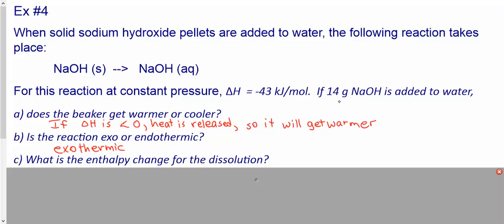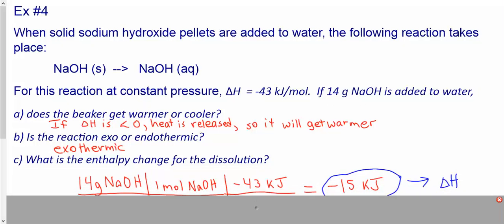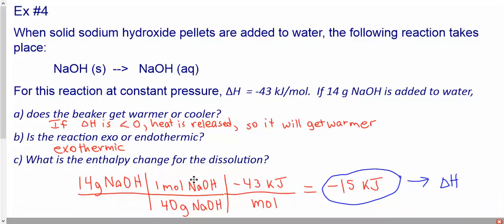The first thing we have to do is change 14 grams of sodium hydroxide to moles, so we'll know how much of a mole we dissolved. Then we can just multiply the moles by this 43 kilojoules. So here's what I've done. I've taken 14 grams and changed it to moles by dividing by the molar mass of sodium hydroxide. Now that we're in moles, cancel out the grams here, negative 43 kilojoules per mole is the enthalpy change. So when we do the math, we get 15 kilojoules, and that's the delta H, or enthalpy change, for 14 grams of sodium hydroxide undergoing this reaction.